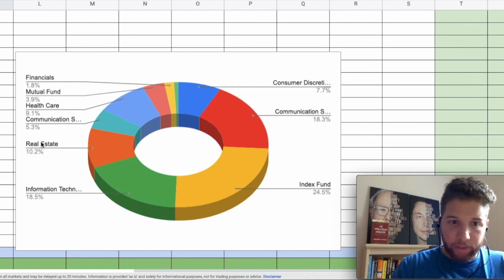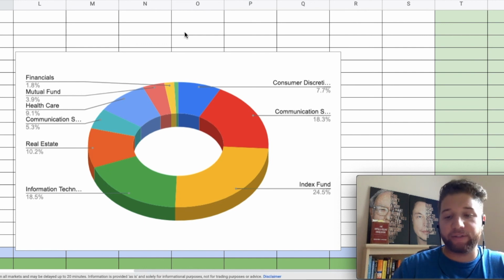So I like the way this turned out, and I have 10% real estate, so that's primarily Realty Income and RioCan, and then I just started that STAG position a couple months back.